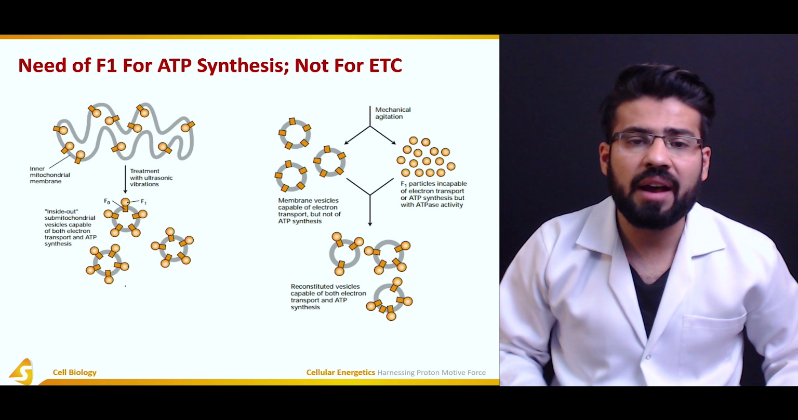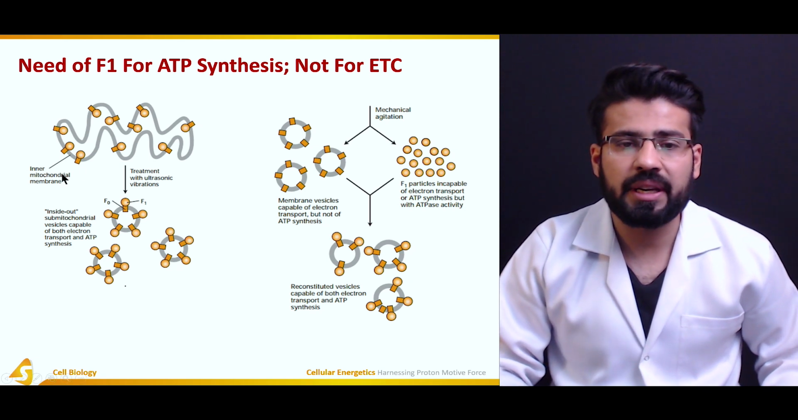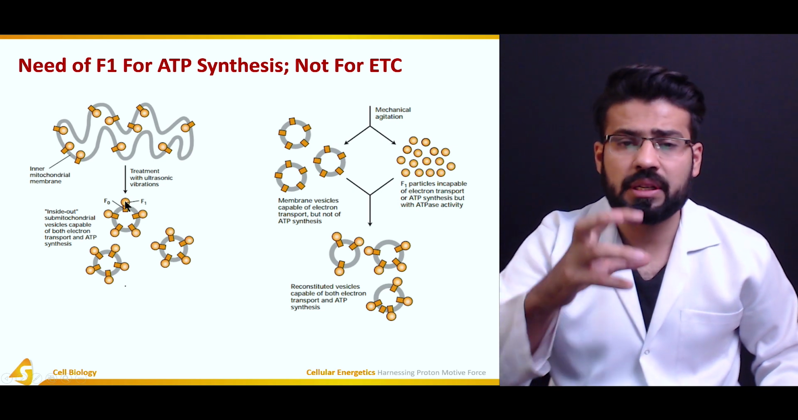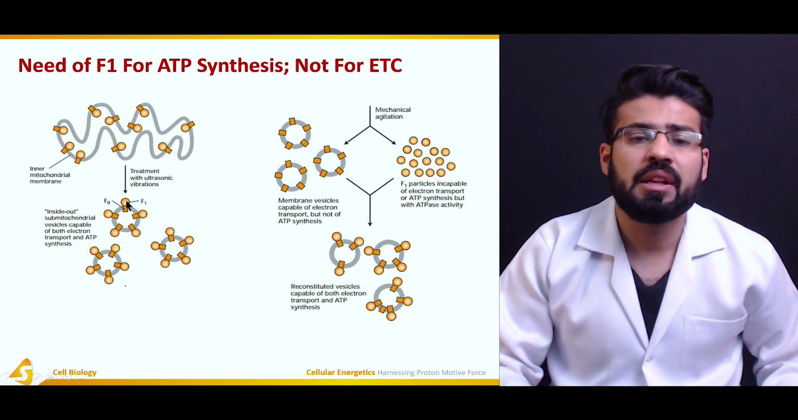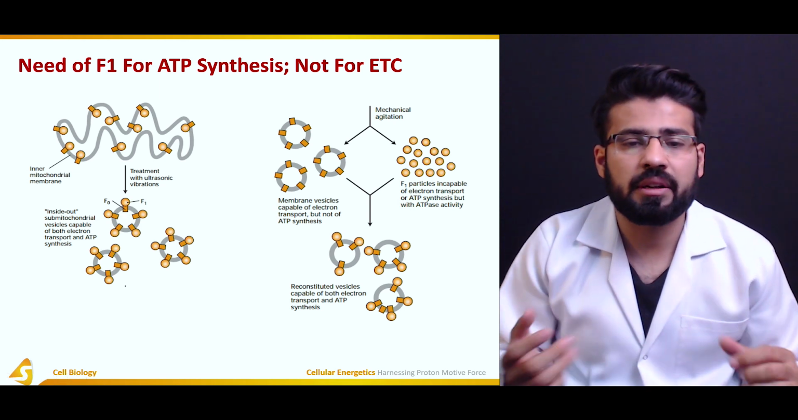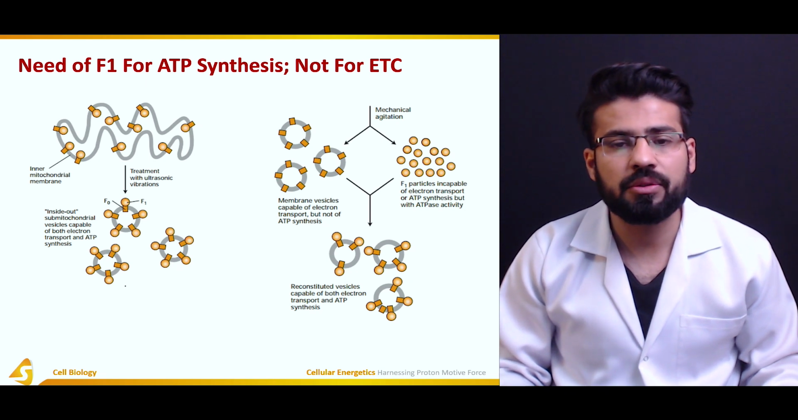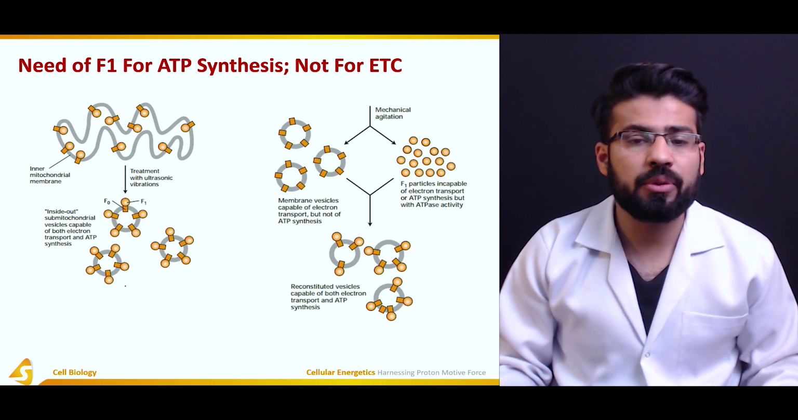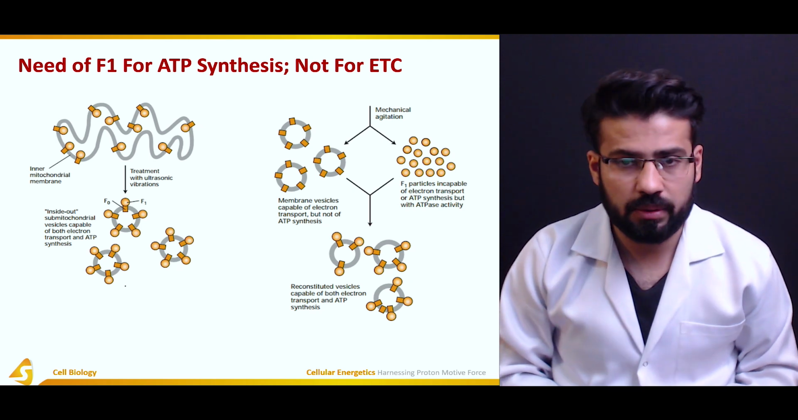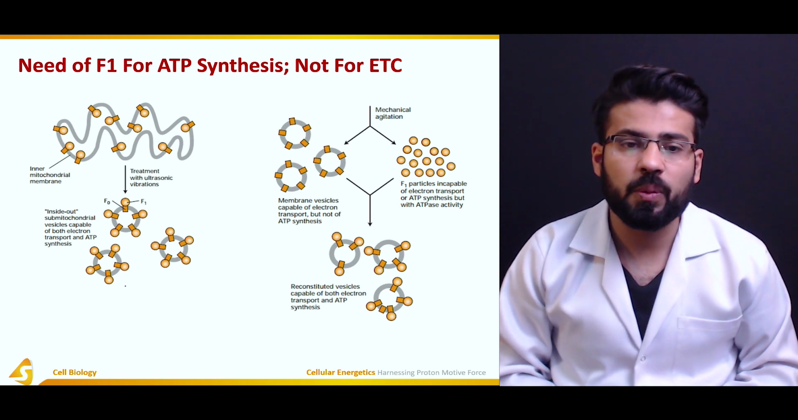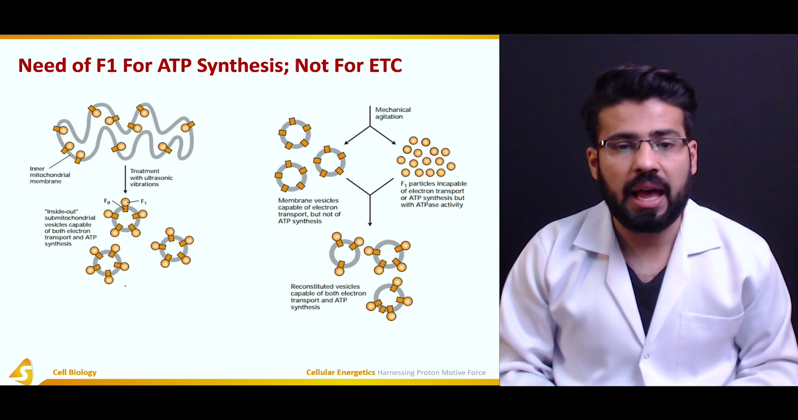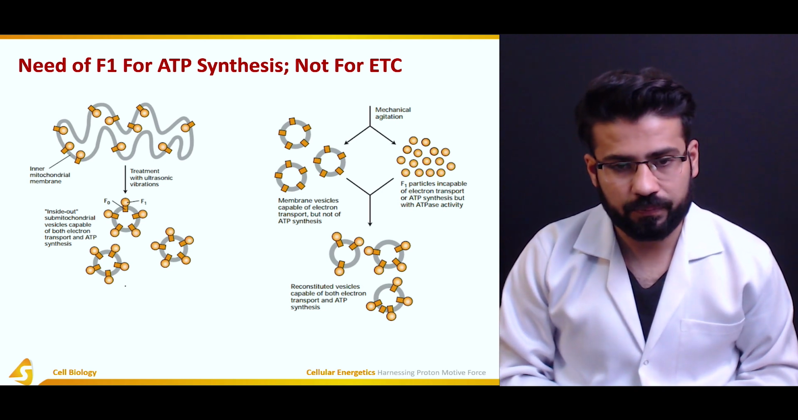Initially, we have the inner mitochondrial membrane, which has the F0 unit and the F1 subunit, which is represented as a head, and F0 as a tail. When the inner mitochondrial membrane is treated with ultrasonic vibrations, it is converted into small submitochondrial vesicles. These small submitochondrial vesicles are capable of two things: both the electron transport chain and the ATP synthesis.